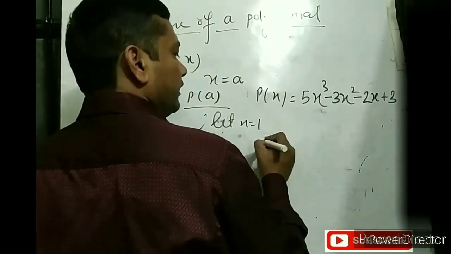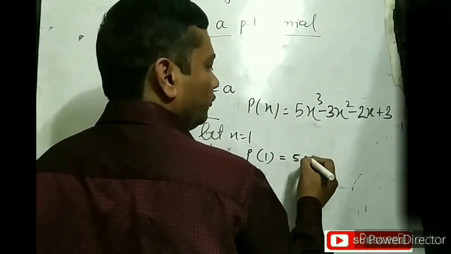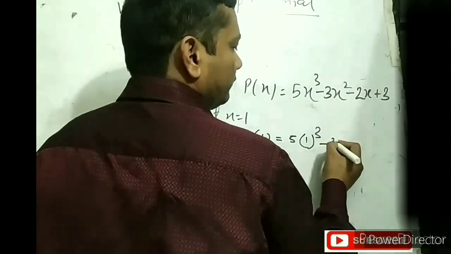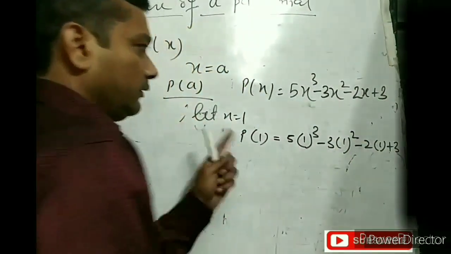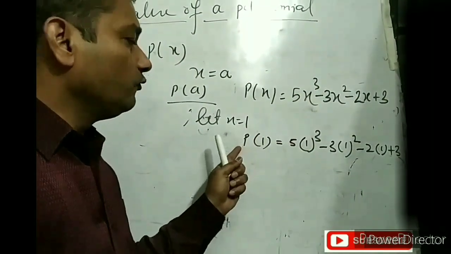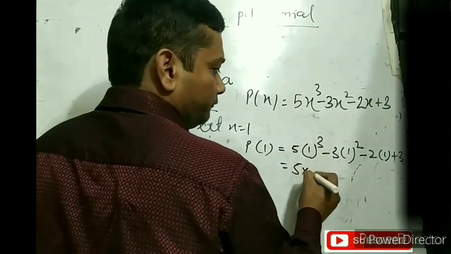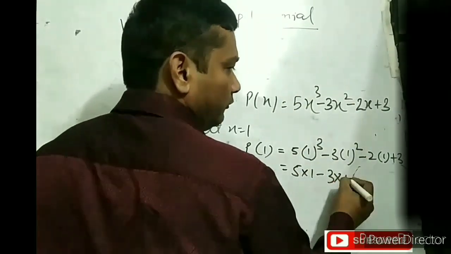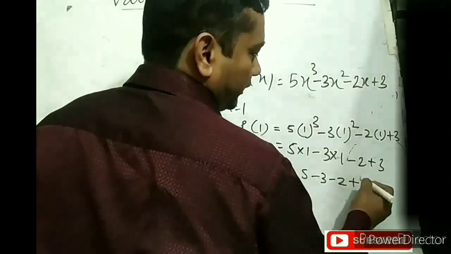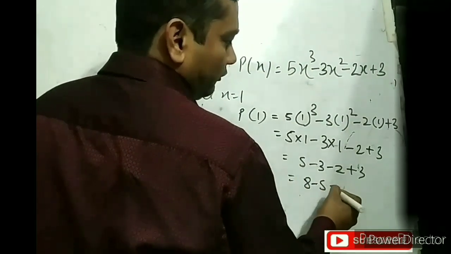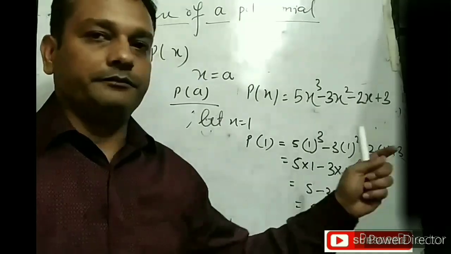Then p(1) will be the value of the polynomial, and it will be 5 into 1 whole cubed minus 3 into 1 squared minus 2 into 1 plus 3. What I have done is replaced x by 1. So 5 minus 3 minus 2 plus 3. So 8 minus 5 will be 3. So the value of the polynomial at 1 will be 3.